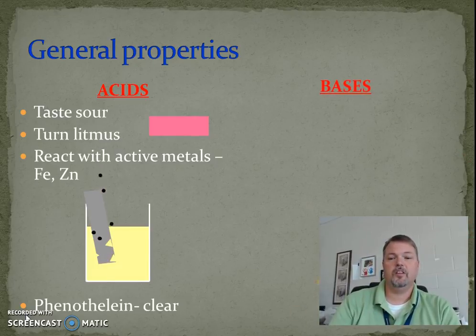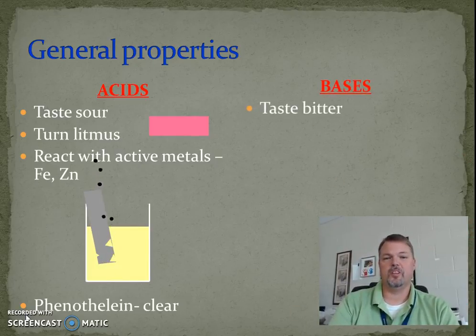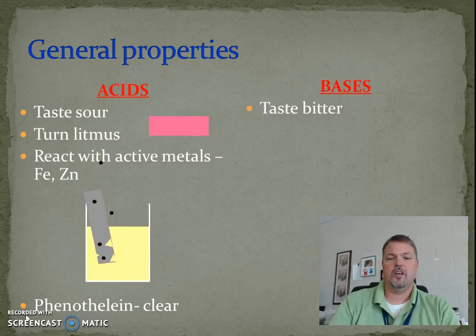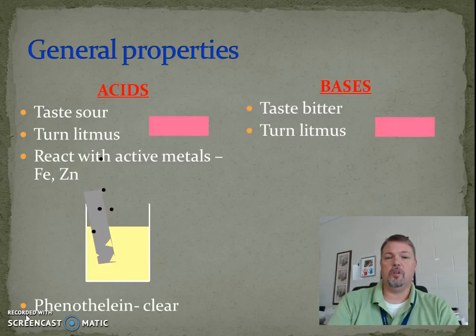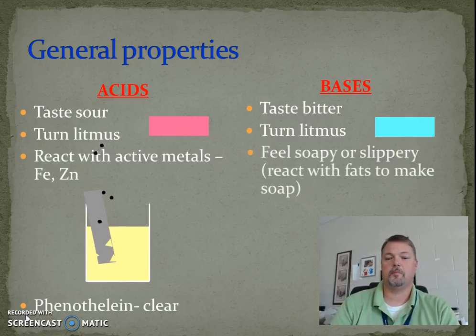Bases, on the other hand, instead of being sour, they're bitter. They have a very bitter taste. If I put litmus paper in there, it does just the opposite of an acid. If I put red litmus paper in there, it turns blue. If I put blue litmus paper in there, it stays blue. So bases are blue as far as litmus paper is concerned.